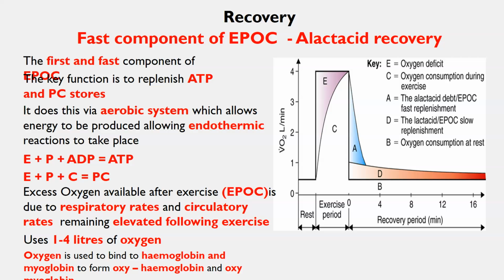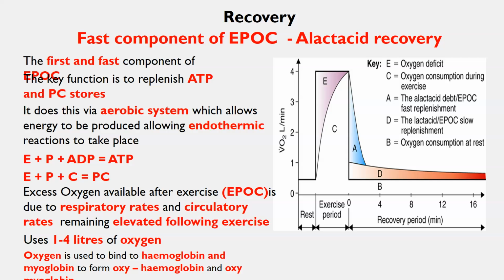So the two main components of the first and fast component of EPOC is replenishment of blood and muscle oxygen. We do that by having an elevated respiratory rate and circulatory rate. This means that oxygen binds with hemoglobin to make oxyhemoglobin, and oxygen binds with myoglobin to make oxymyoglobin. And then we also get the resynthesis of ATP and PC stores aerobically as well. And this takes approximately 1 to 4 litres of oxygen.